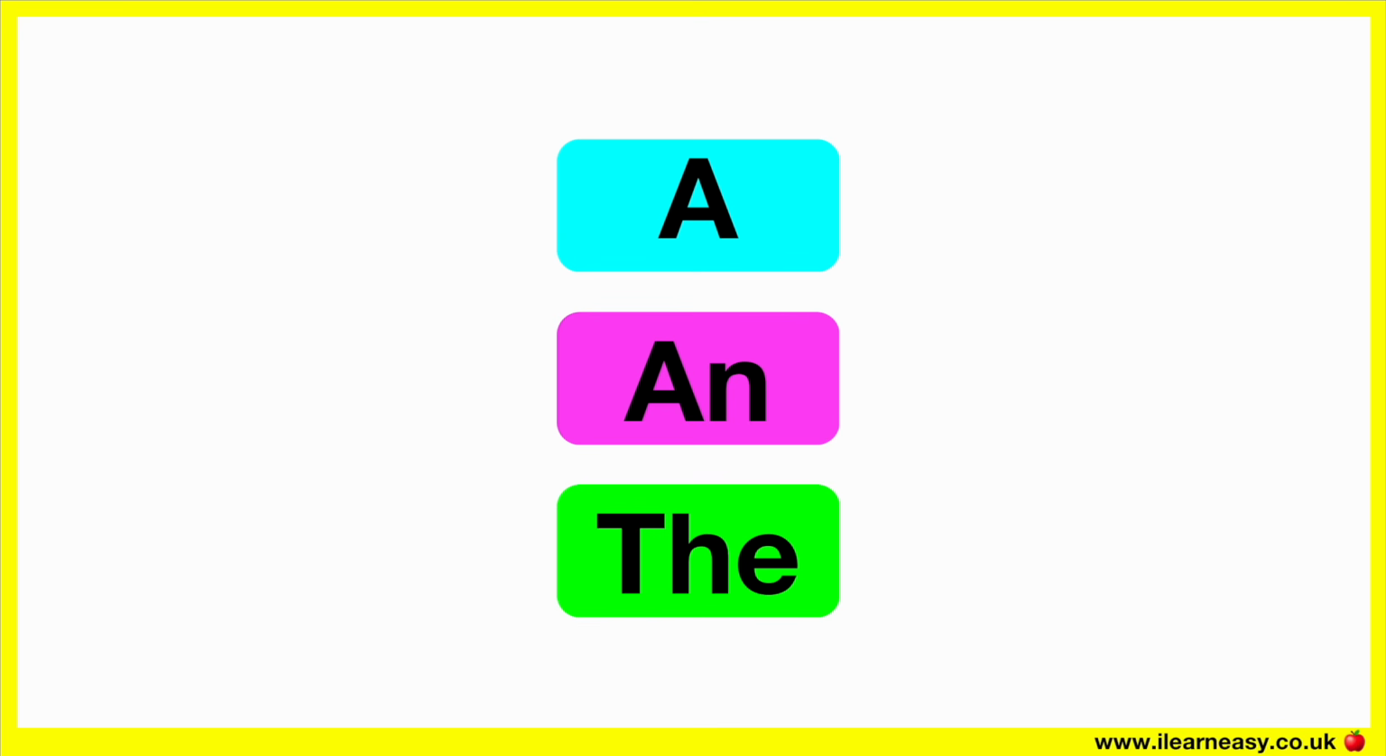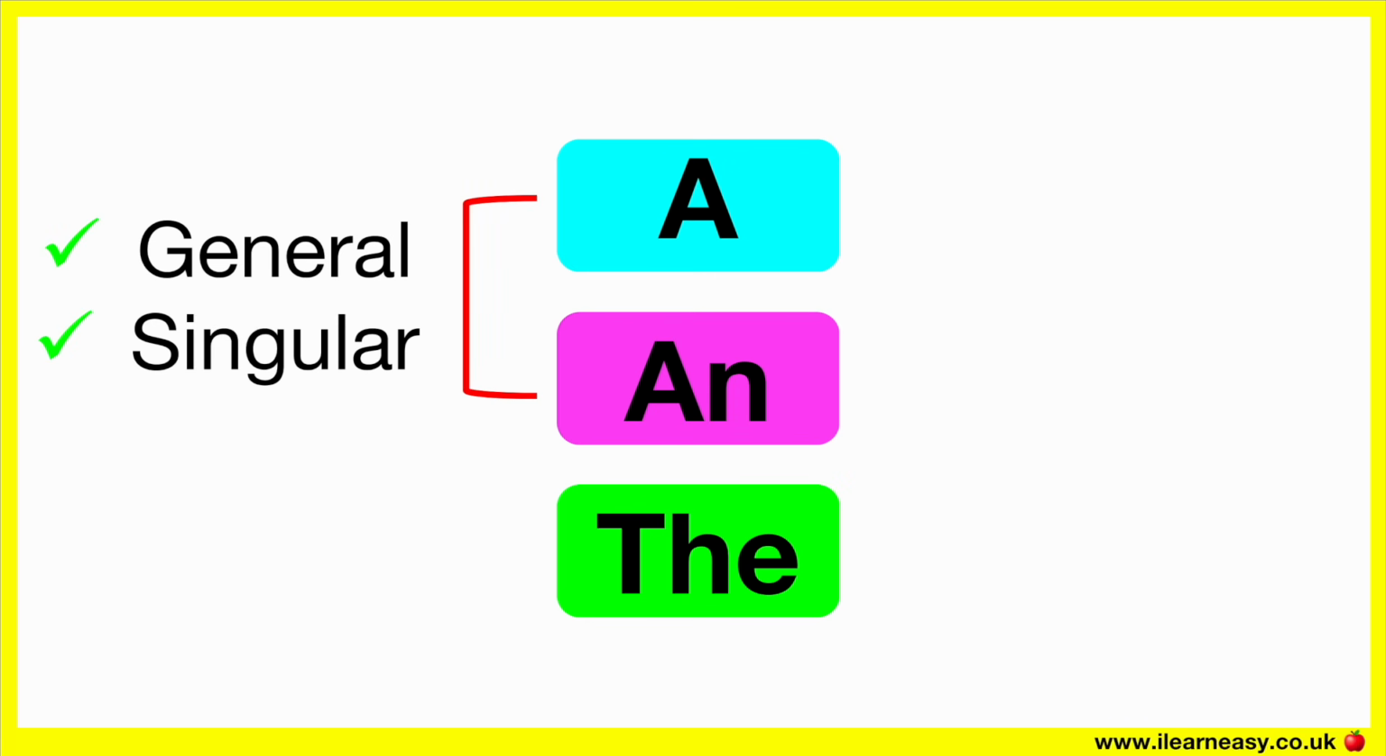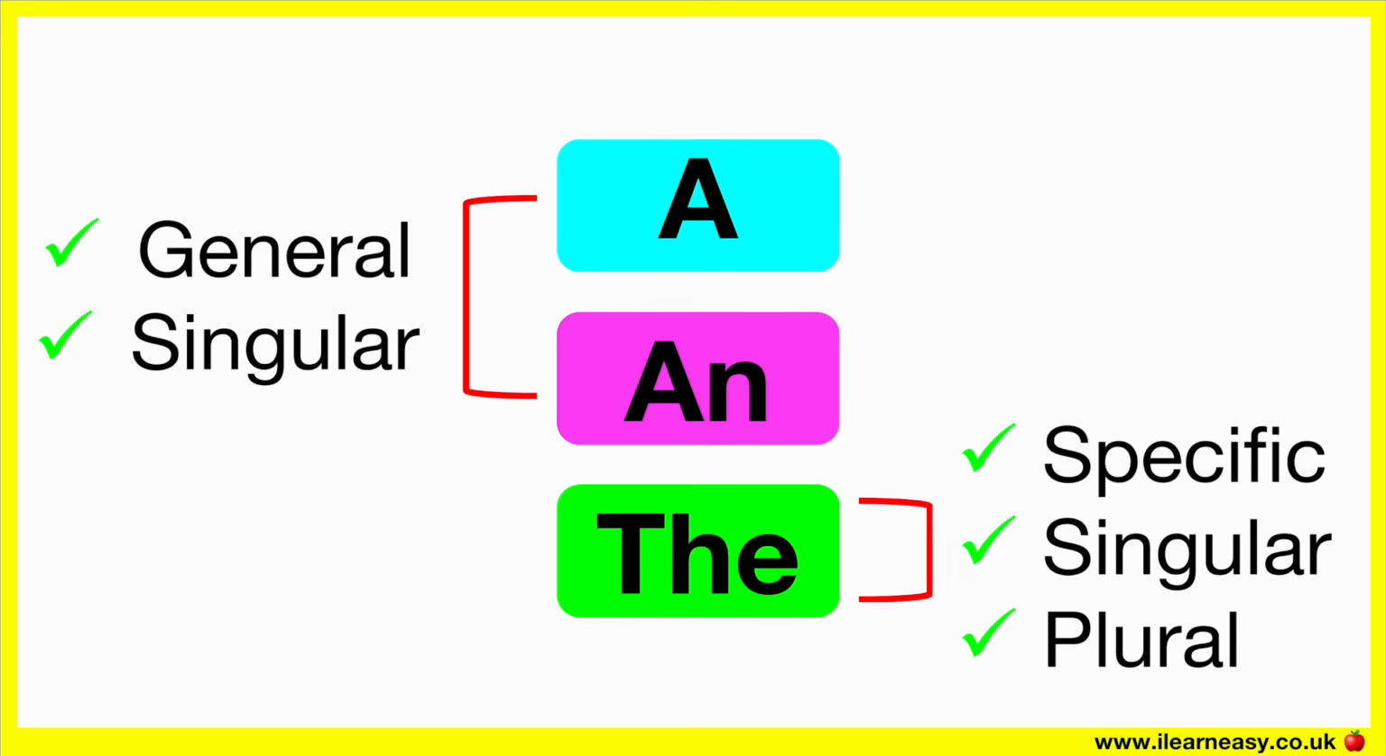The indefinite articles a and an are used to refer to general singular nouns. The definite article the is used to refer to a specific noun. This can be singular or plural.